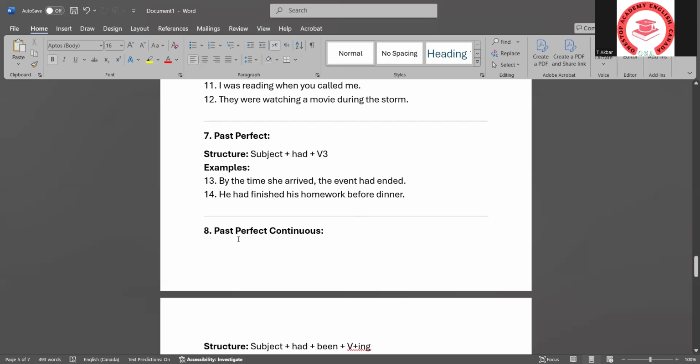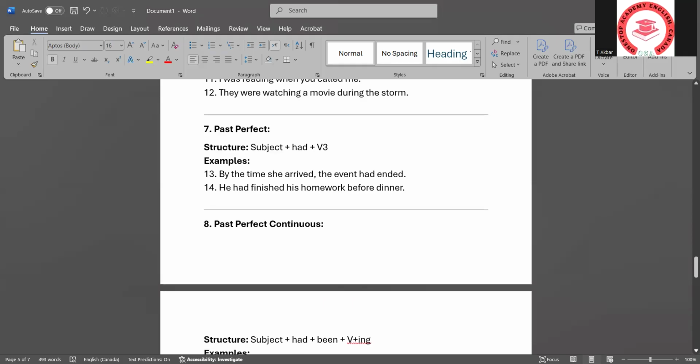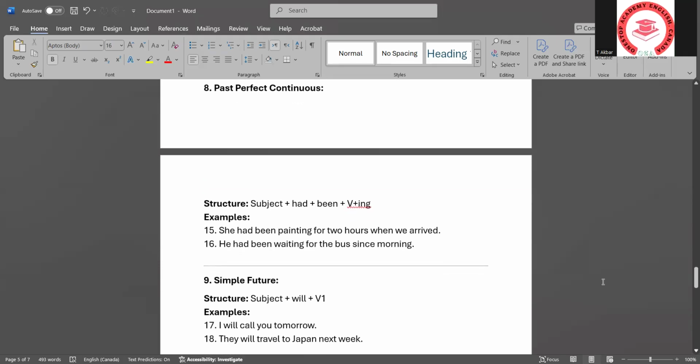Next tense is past perfect continuous. The structure is subject plus had plus been plus verb plus ing. Examples are she had been painting for 2 hours when we arrived. Another example is she had been waiting for the bus since morning.